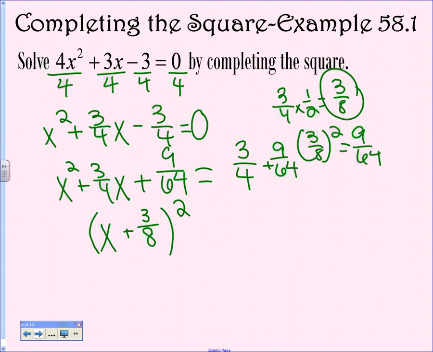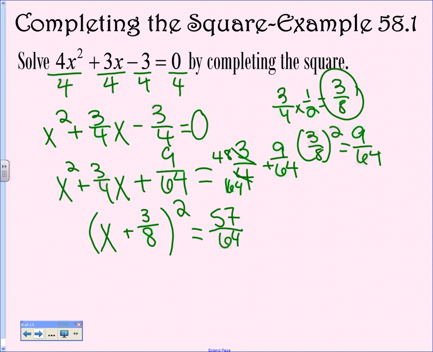Okay, and then equals, what is, or 4 times what would give me 64? 4 times 16. So that would be a 64. And then 3 times 16 would be 48. So 48 plus 9 is 57/64. You're just adding your fractions together so far.